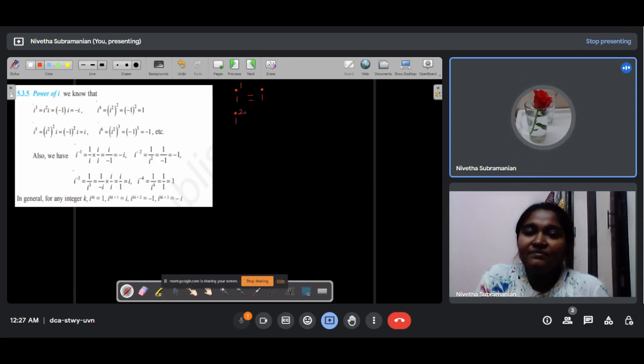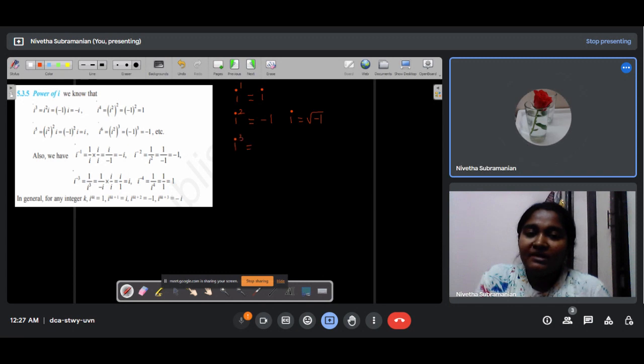Right. i square. i square is minus one because the value of i is root of minus one. On taking square on both sides, I will get the value as i square is equal to minus one.